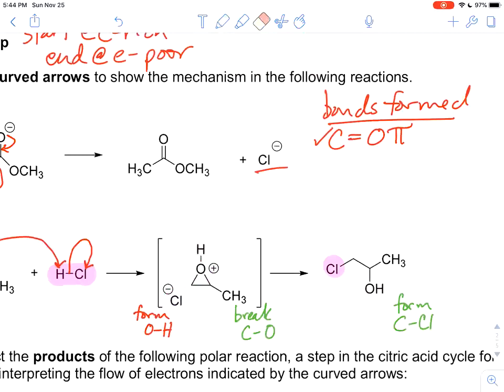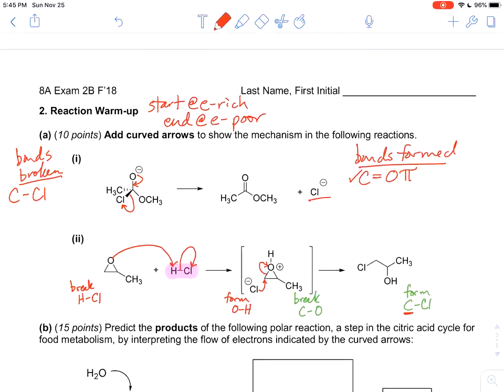We are going to start at electron-rich, which in this case is the chlorine with a negative charge, and we're going to end at electron-poor, which at first glance looks like we should go from negative to positive, but we don't see an oxygen-chlorine bond in the product, so we know that something else must be happening. The electrophile is instead the carbon, because again, we're looking to form a carbon-chlorine bond. We start at the chlorine, we end at the carbon, take these 2 electrons, kick them onto oxygen, and that's how we carry out that epoxide opening reaction.